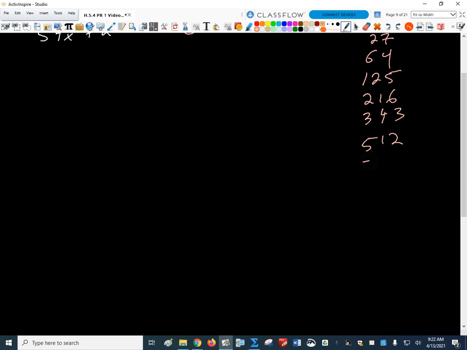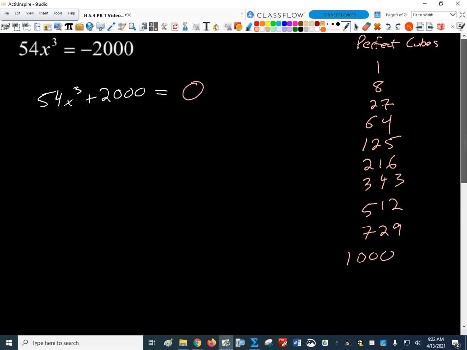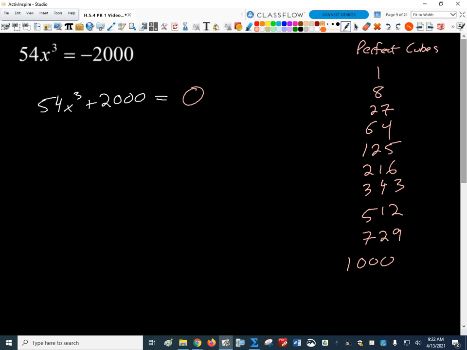9 cubed. 729. 10 cubed. Look how fast they start to grow, right? It's a bigger list, isn't it? Okay, well, we could keep going with that, but what are the only perfect cube factors that are less than 54? Well, it's just these guys up here, right?